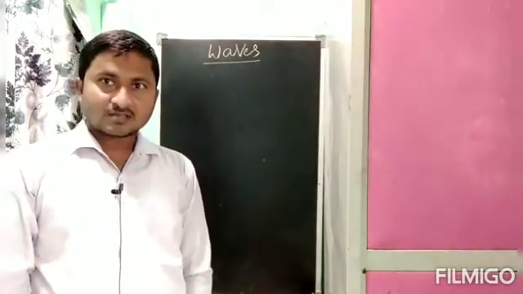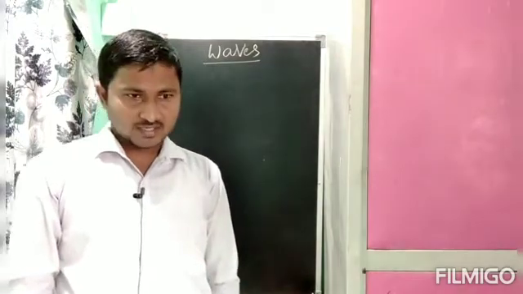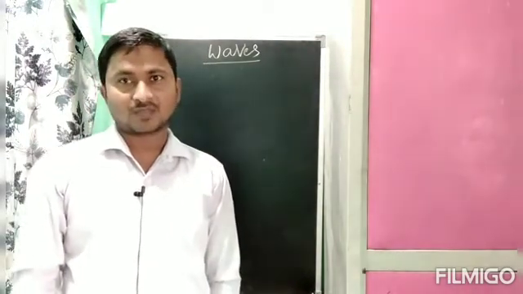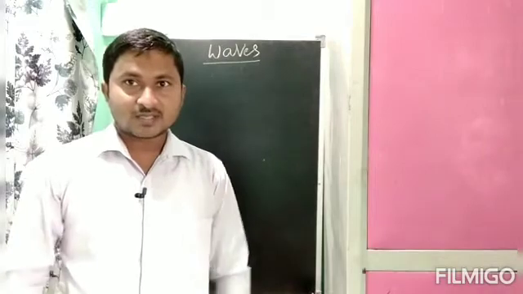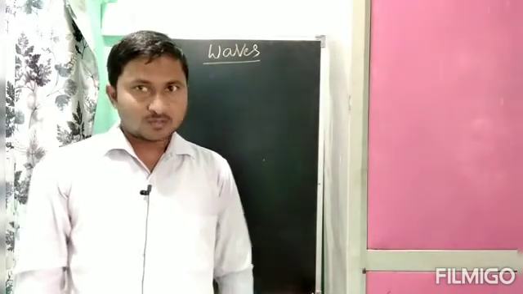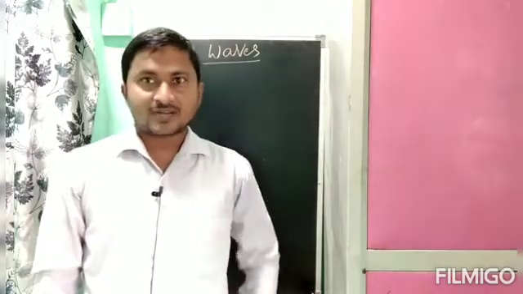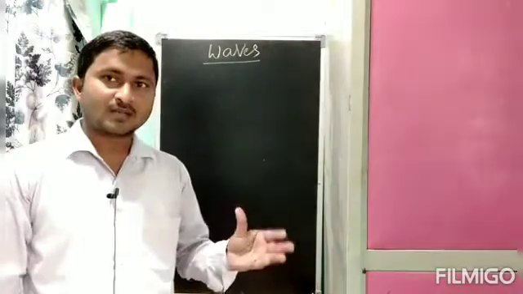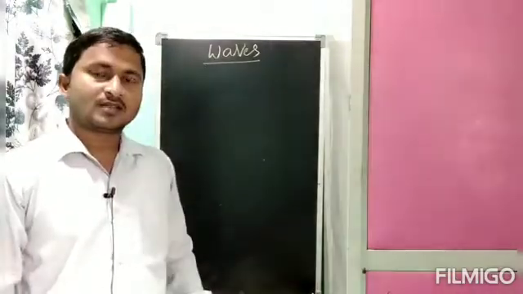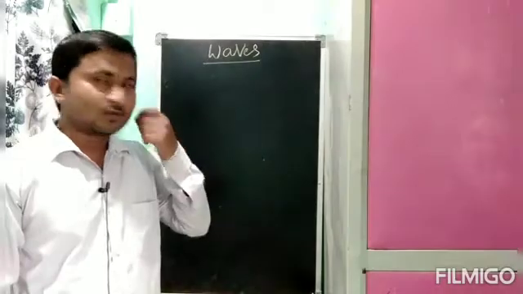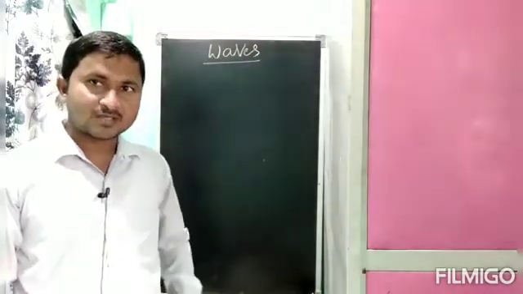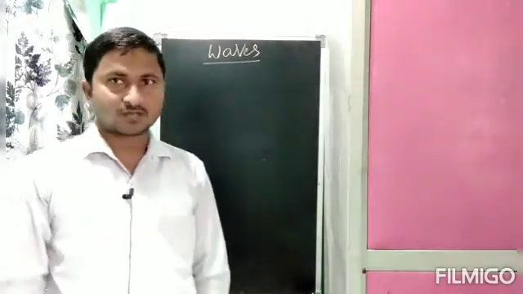A wave is nothing but a disturbance created in the medium, and that disturbance propagates through the medium and transfers energy and momentum along with it. These waves are of two types: mechanical waves and electromagnetic waves.